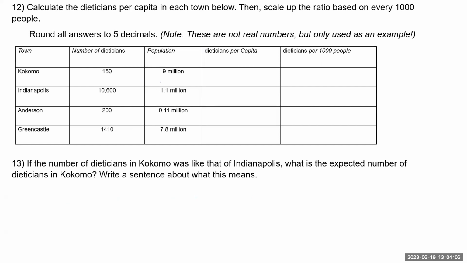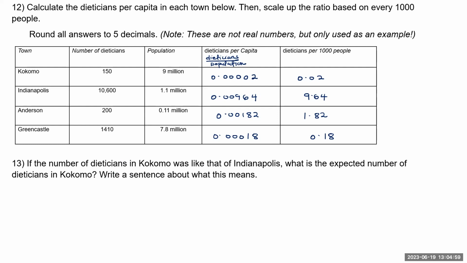We're told to calculate the dietitians per capita. What that means is that we take the number of dietitians and then divide it by the population. And then we can determine the dietitians per 1,000 people. So whatever we get, just multiply by 1,000, and that should give you that amount.